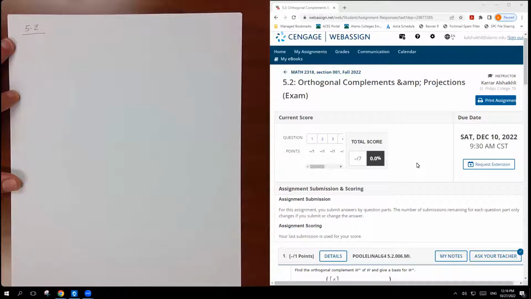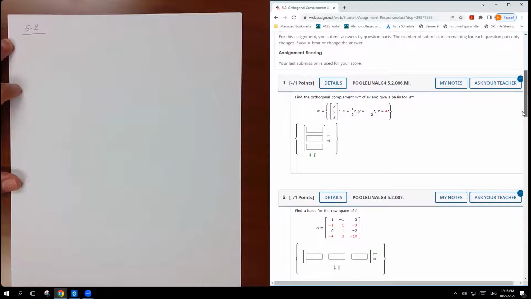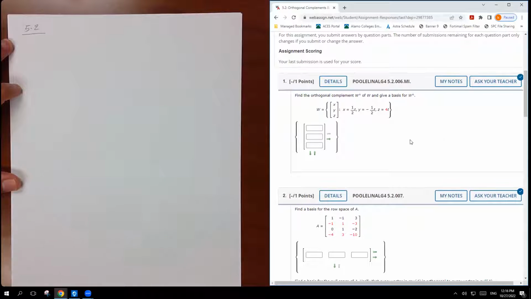So section 5.2, the orthogonal complement and projection, orthogonal projection. So let's start working with examples, and we're gonna write down the rules. That's why I'm always telling you, check the slides.